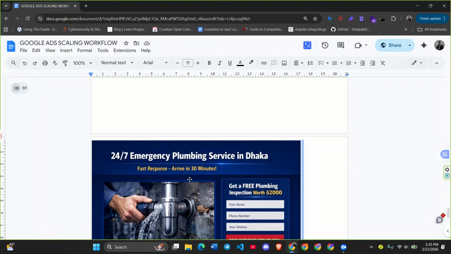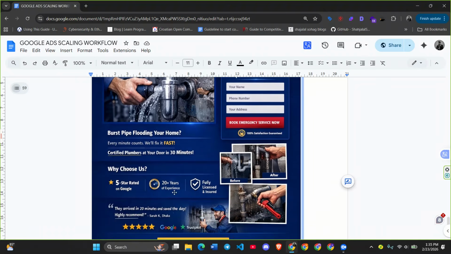Scaling fails without trust. So what are the high-performing proof types? Google reviews, before and after images, case studies, client logos, testimonials with real photos, trust badges, and so on.